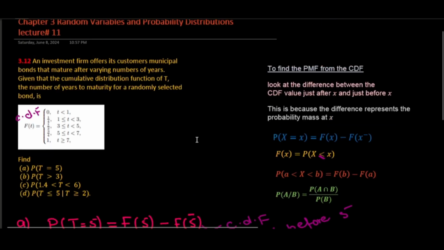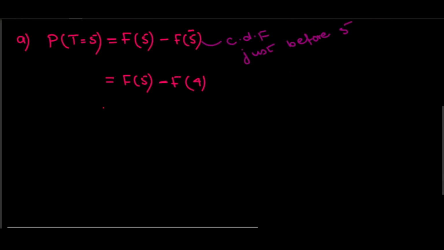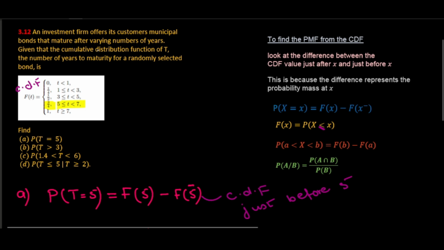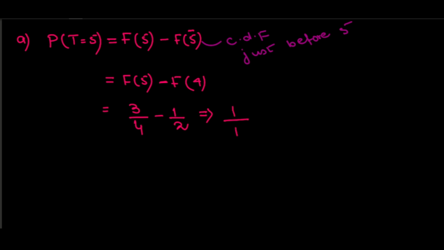So I can check these values here. What is the value of F of 5? You can see 5 lies in this interval, because T is greater than or equal to 5 and less than 7. So I will pick this value, 3 over 4. This means F of 5 is equal to 3 over 4, minus the value just before 5. I require the value at 4. You can see 4 lies in the third interval, because T is greater than or equal to 3 and less than 5, so I will pick 1 over 2. I can replace it here with 1 over 2. When you calculate this expression, you get 1 over 4.